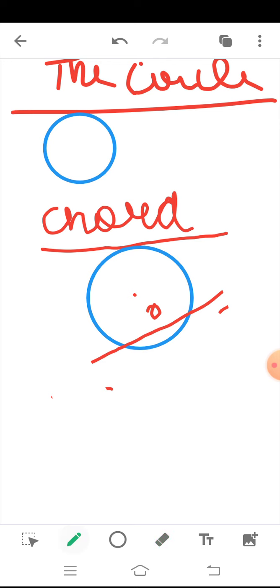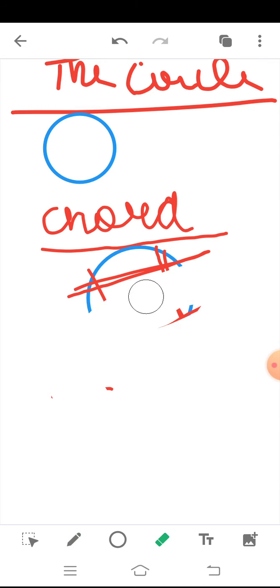So if this is a chord, then we say that this will also be a chord, this will also be a chord, and this will also be a chord. So any line like this is a chord.